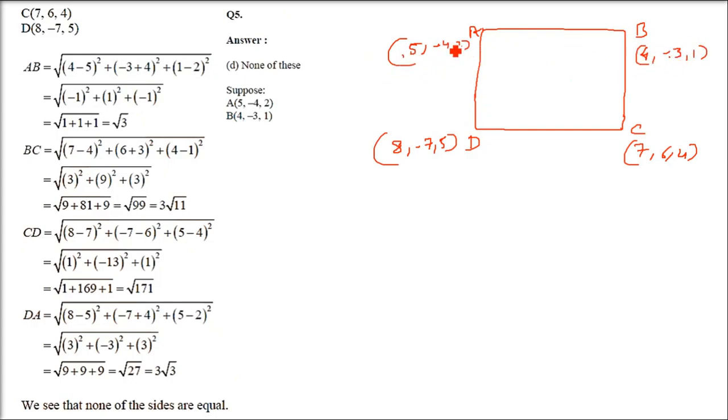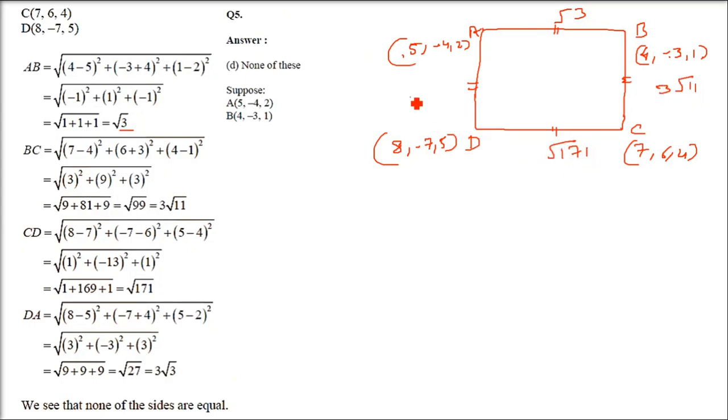So 4 minus 5 whole square, minus 3 plus 4 whole square, 1 minus 2 whole square. So this is the side. And if you see, we can always find out all the sides. Now the first distance AB will be root 3, and BC will be 3 root 11.